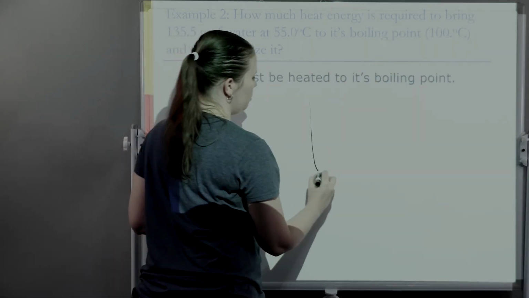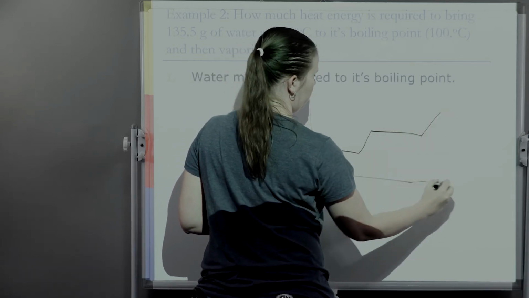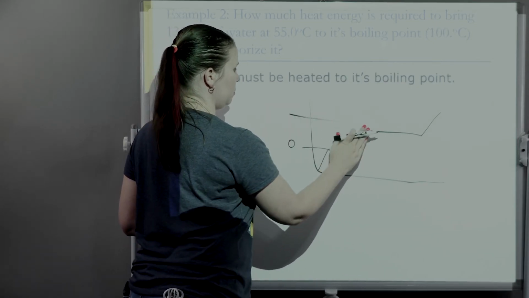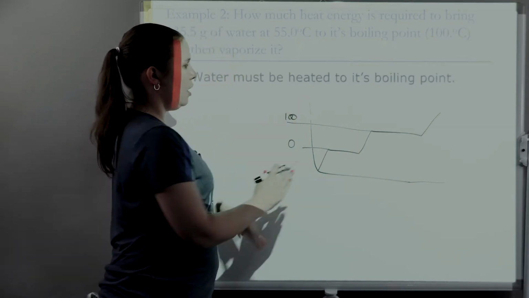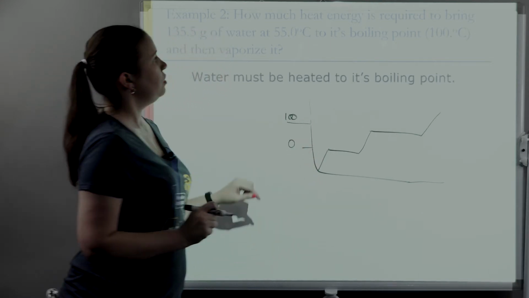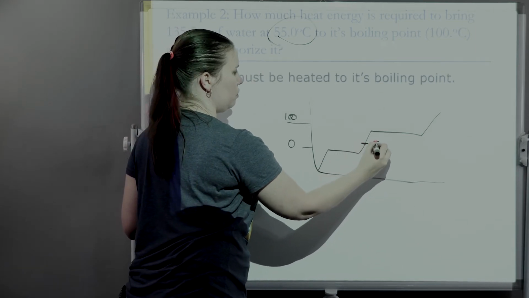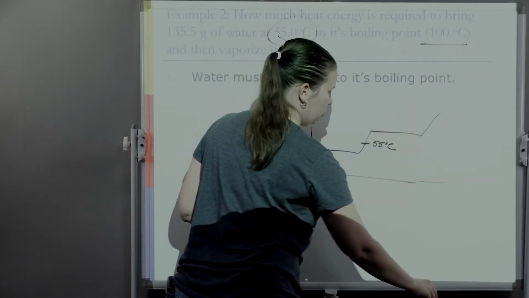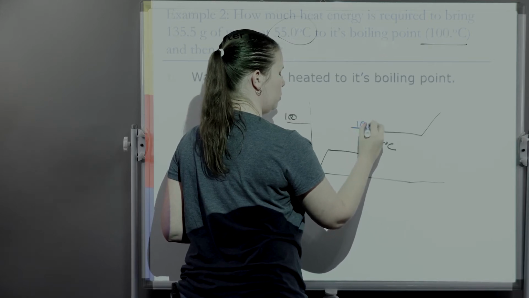So one trick that I like to do is to sketch out the phase change graph, knowing that this would represent my 0 degrees Celsius, and this would represent 100 degrees Celsius, and try to use that to figure out where I am on the graph given the question. So it says I start at 55 degrees Celsius, which would be somewhere in the middle of the graph, and then I want to go up to 100. So I'm going to go from the 55 up to this 100.